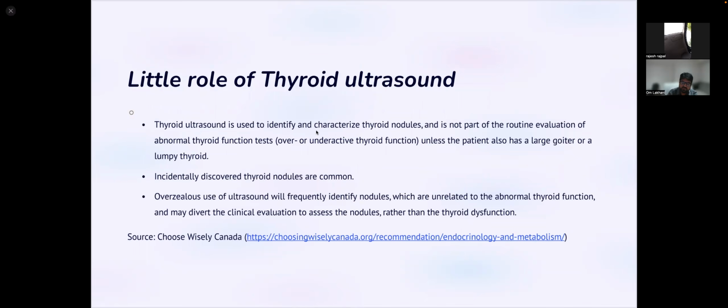Unless you have a clinically visible goiter or a clinically visible thyroid nodule, you really do not need to do a thyroid ultrasound. A lot of the time, doing an unnecessary thyroid ultrasound leads to a lot of diagnoses of unnecessary thyroid nodules, which then means the patient has to undergo a lot of other tests, which often leads to more problems. So in patients with hypothyroidism, overzealous use of ultrasound is often not clinically indicated.